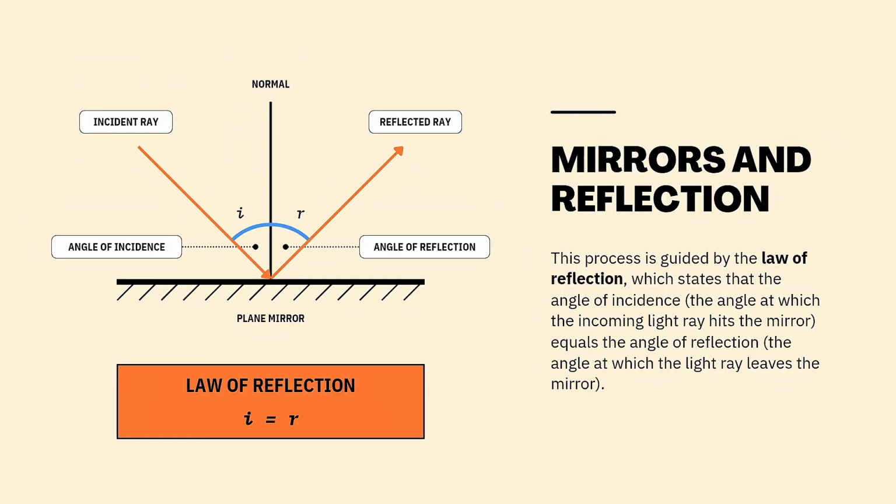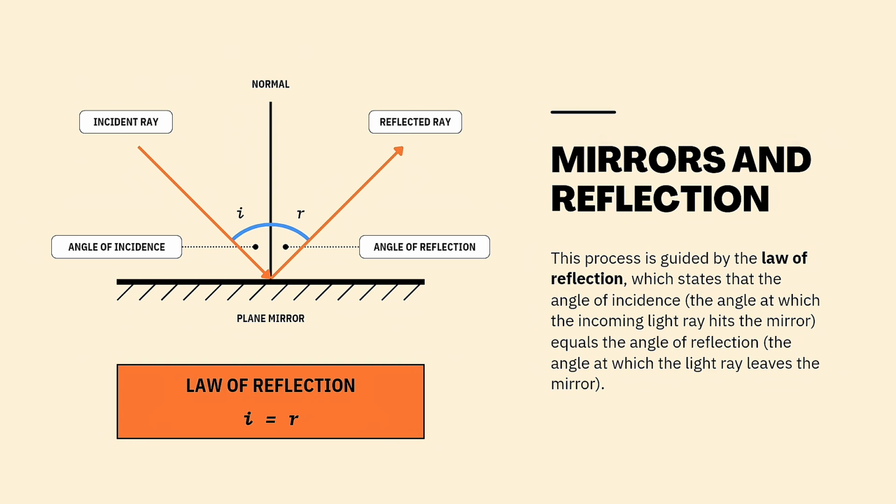Before learning the law of reflection, let us understand some important terms. The incoming light ray that strikes the mirror is called the incident ray. The ray that bounces back from the mirror is called the reflected ray. At the point where the incident ray touches the mirror, we draw an imaginary line perpendicular to the mirror surface. This line is called the normal.